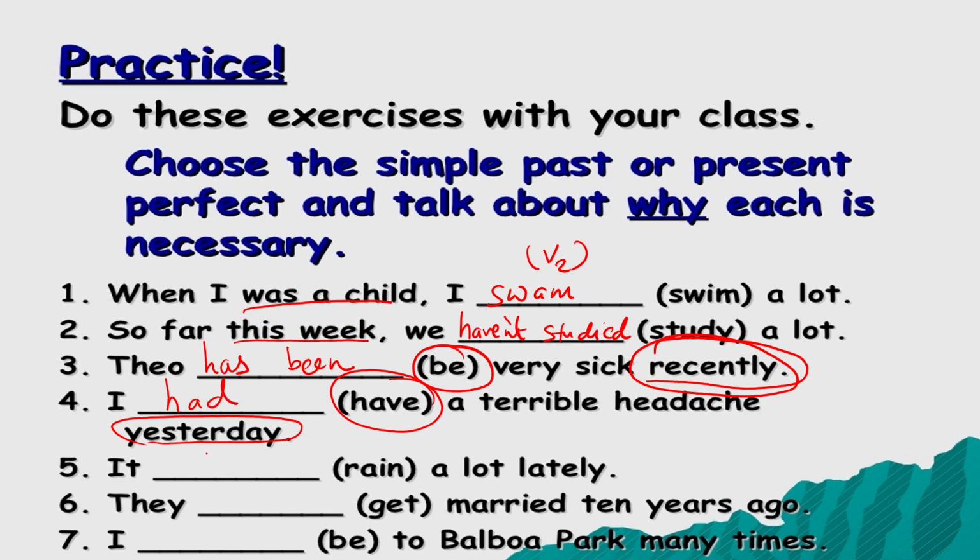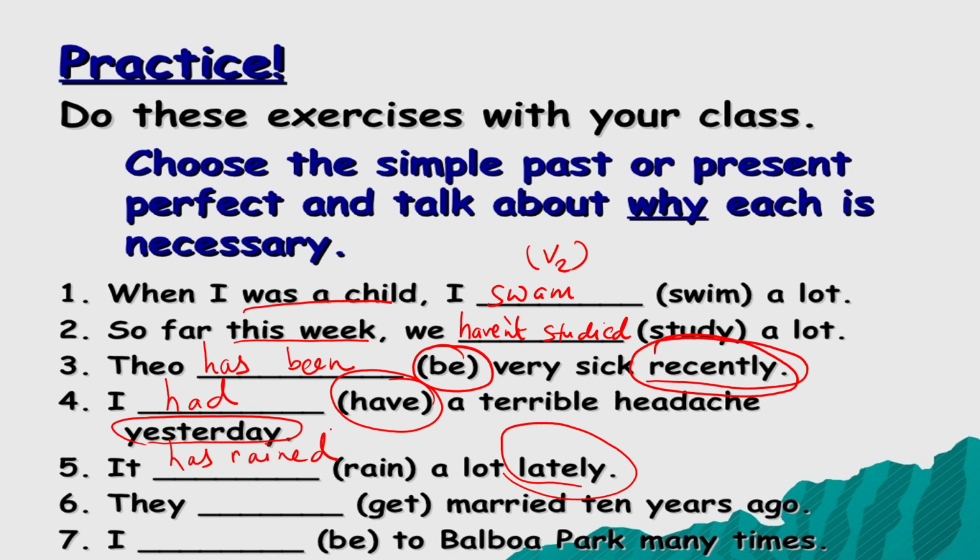So now next, it rain a lot lately. So lately, recently. Now, we discussed that when we have these kinds of words, which tense we use? We use present perfect. So it has rained a lot lately.